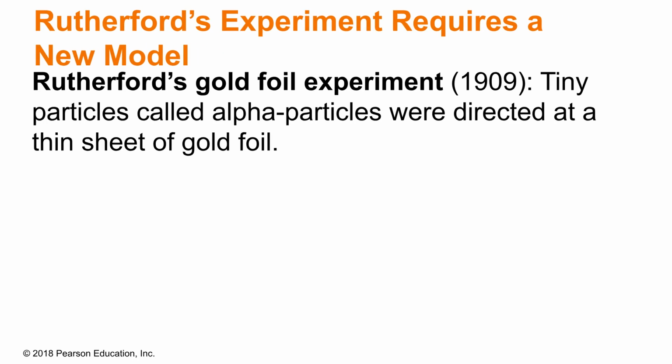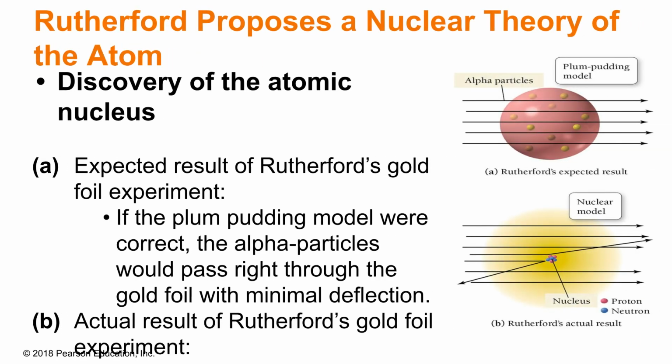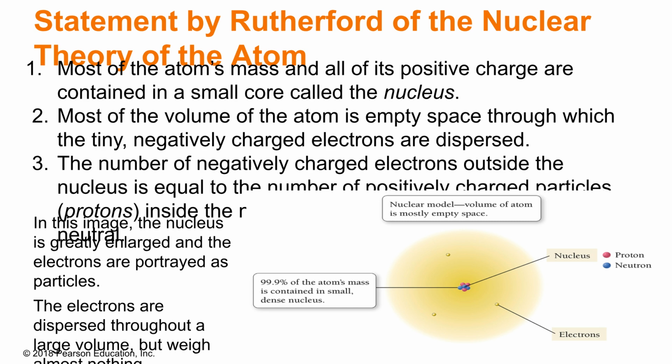Rutherford's famous gold foil experiment in 1909 challenged existing models. By firing alpha particles at thin gold foil, he observed that while most passed through, some were deflected at sharp angles. These results led Rutherford to propose a nuclear model of the atom, where the atom's mass is concentrated in a dense nucleus rather than being spread out as previously thought. Rutherford's theory states that atoms are mostly empty space. A dense, positively charged nucleus contains most of the mass, while negatively charged electrons are dispersed throughout the surrounding volume.